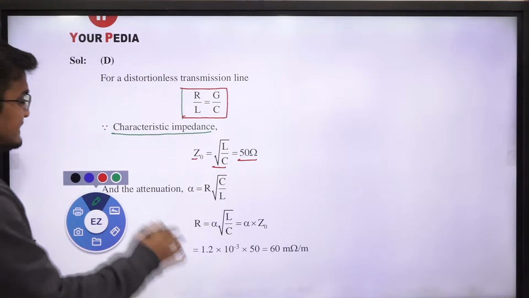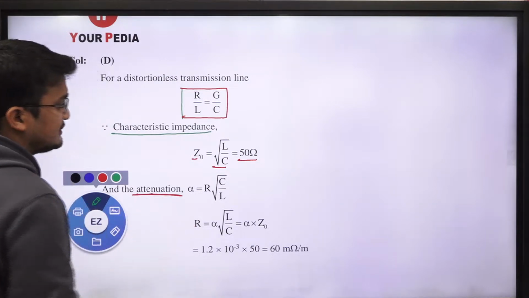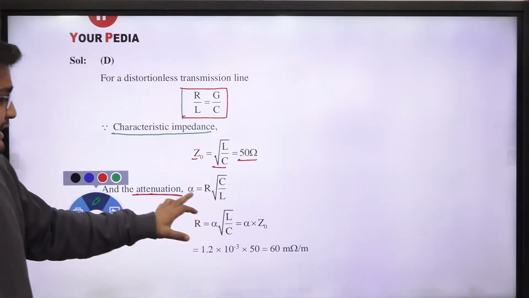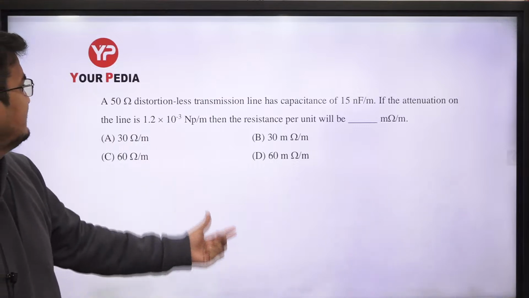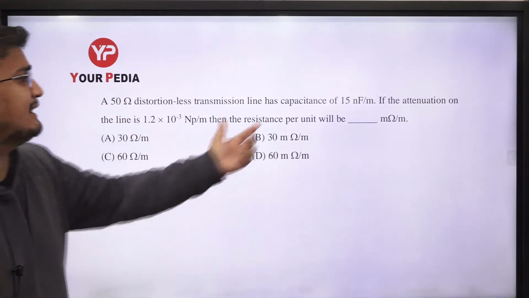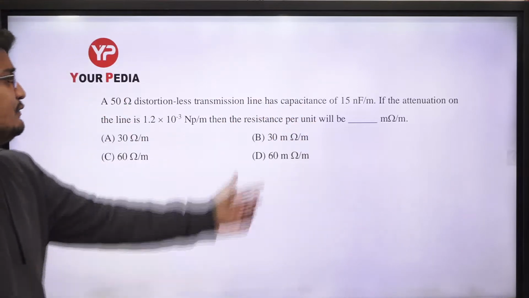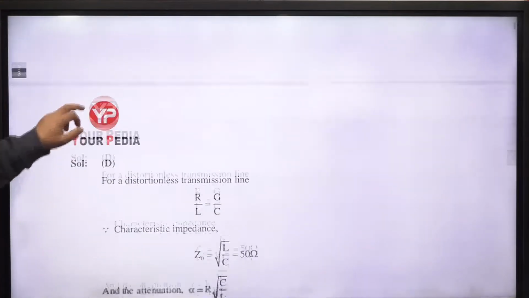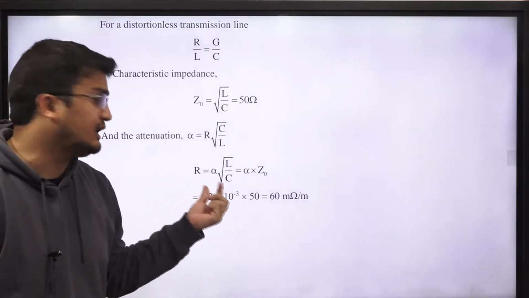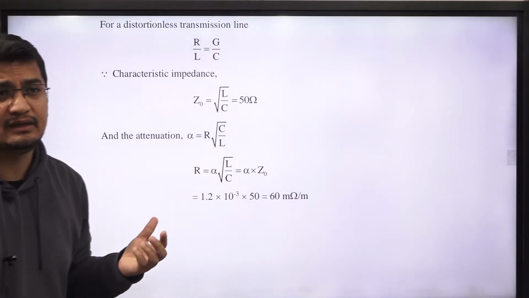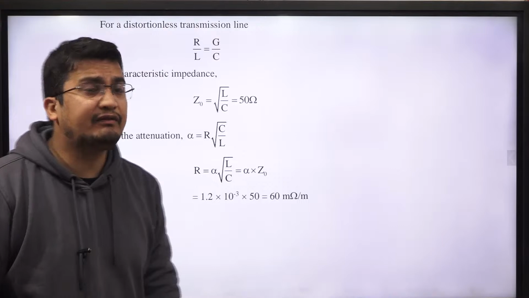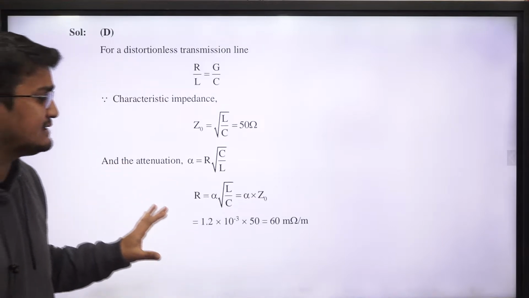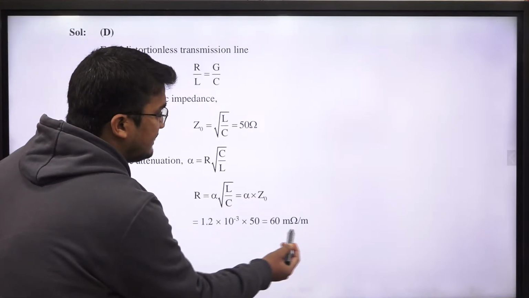Now he is asking for the attenuation. Is it clear? Attenuation is given there. You can see in the question, the attenuation is given, the characteristic impedance is given, the capacitance is given, and he is asking you to find the resistance. So straight away you can use this relation, R is equal to attenuation into under root of L by C. I'm not going for the detailed derivation. I have taken the answer alongside. So the correct option will be 60 milli ohm per meter.